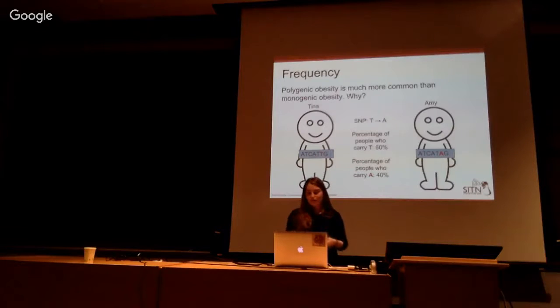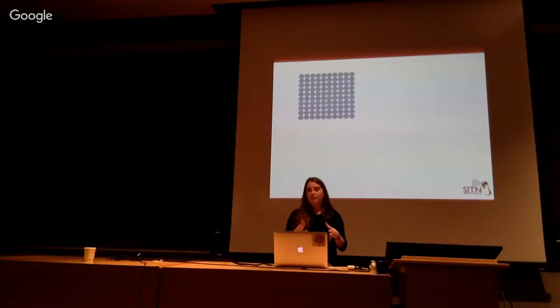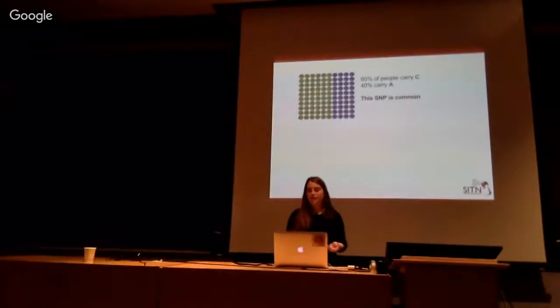That's another dimension of this SNP, and if we look at it in a different way, I think that might be more clear. If you think of 100 people, that's 100 blue dots, each of those is a person. 60% of people carry a C, and 40% of people carry an A. So 60% of them are green C carriers, and 40% of them are purple A carriers. If I saw this SNP, I would say this SNP is common. Because if we look at either version of the SNP, 60%, 40%, a lot of people are walking around with both of those versions.